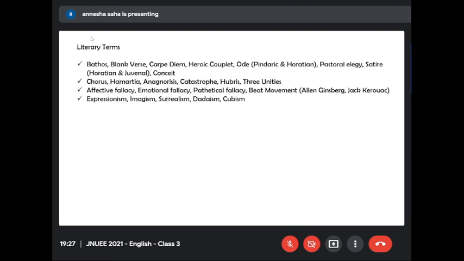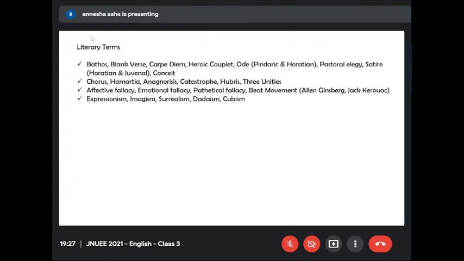authors are listed according to who writes in the Pindaric format of the ode, who writes in the Juvenalian form of the satire, who writes in the Horatian form of the satire. Examples also you will get. And this is from the poetry part.